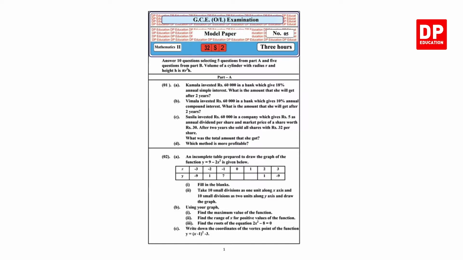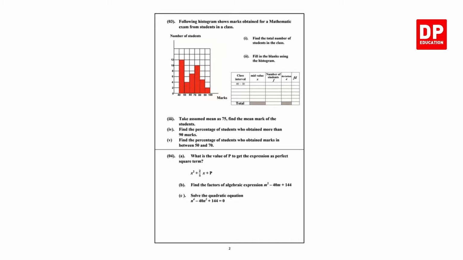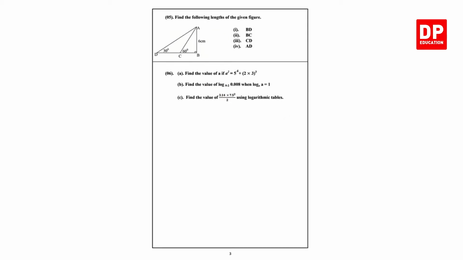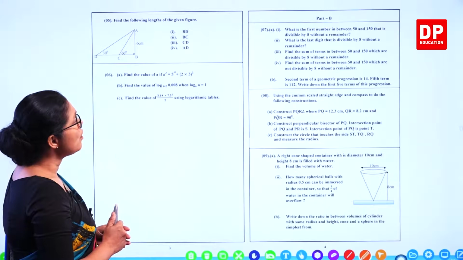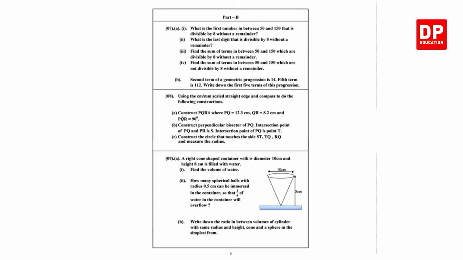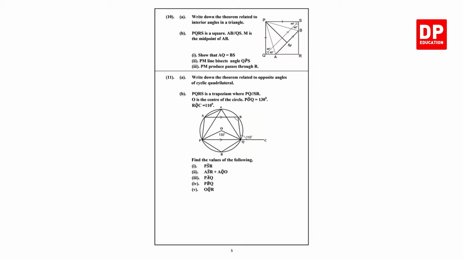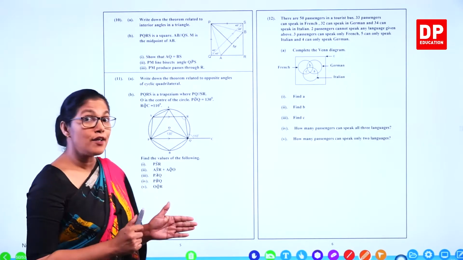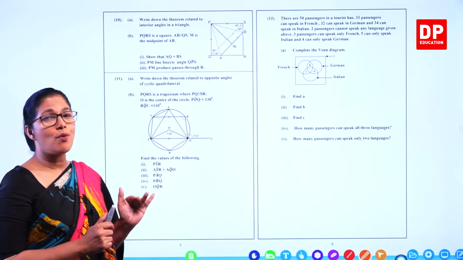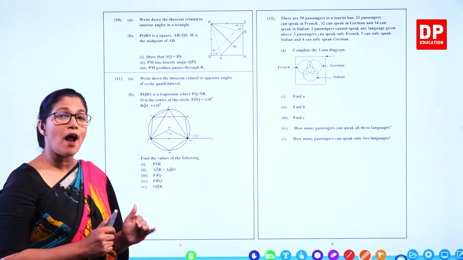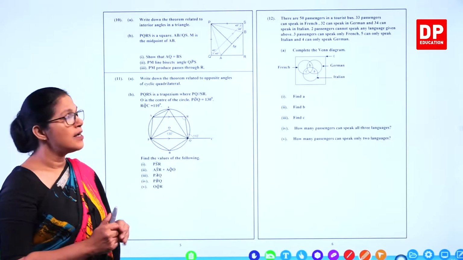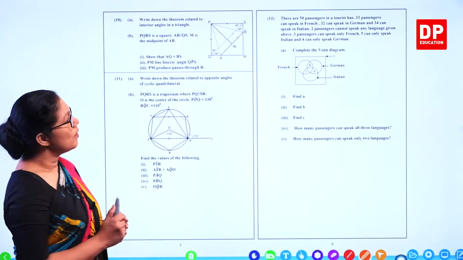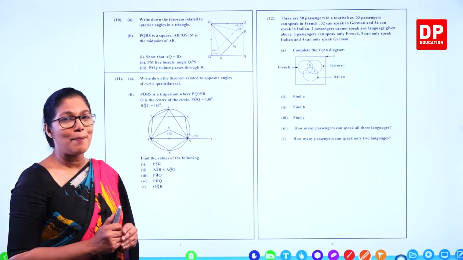So in part A, you get questions 1, 2, 3, 4, and the next page you are getting 5 and 6. And then you get part B, question 7, 8, 9, 10, 11, and the last page, question number 12. So spaces are not provided in paper 2, so you have to ask for line papers, and for graph question, you can ask for a graph paper. So let's do paper 2, model paper 5.